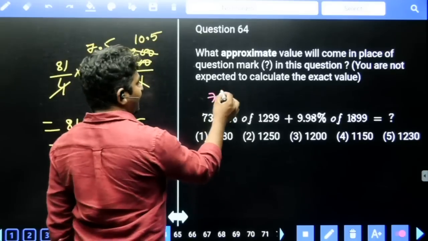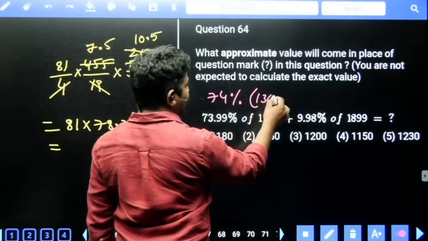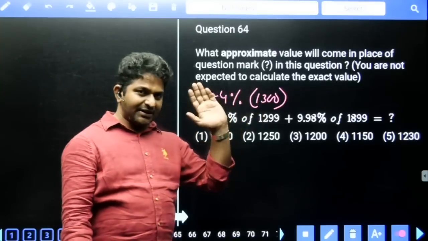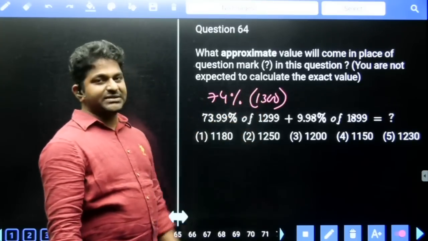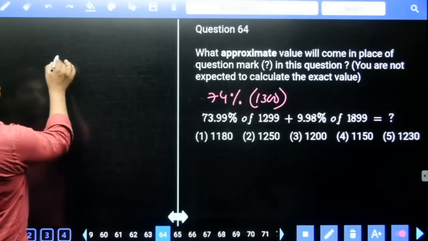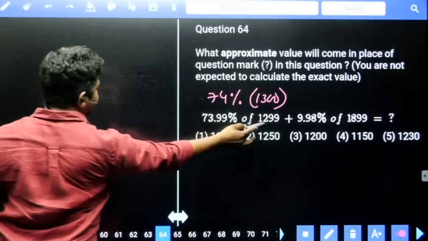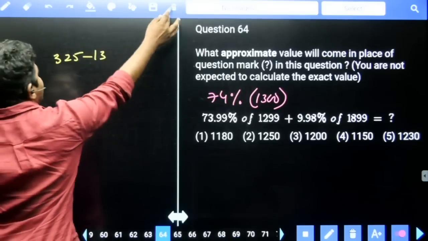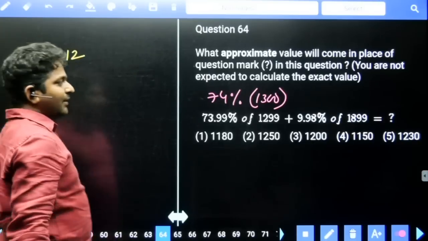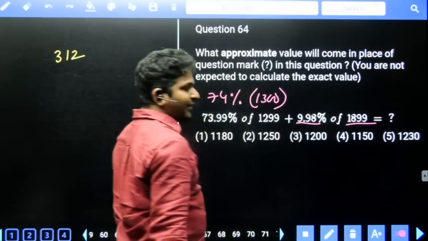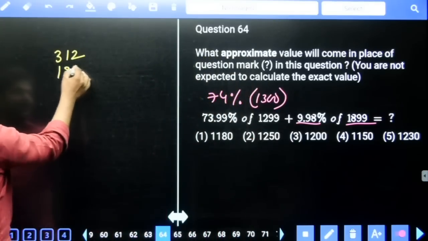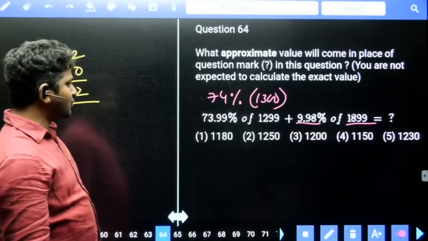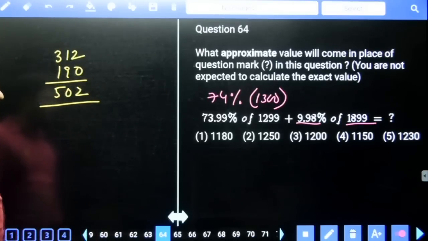74% of 1300. Now let's take 75%. We'll subtract 1%. 75% in the sense half and half of the number. Half of this number is 50. Half of 650 is equal to 325. From this you need to subtract 1%, which is equal to 13. If you subtract 13 from this number, that is equal to 312. So first number is 312, and then this is 10 percentage of 1900. 10% of 1900 is equal to 190, and the total is equal to 502. Answer is 502. Yes, it has to be.